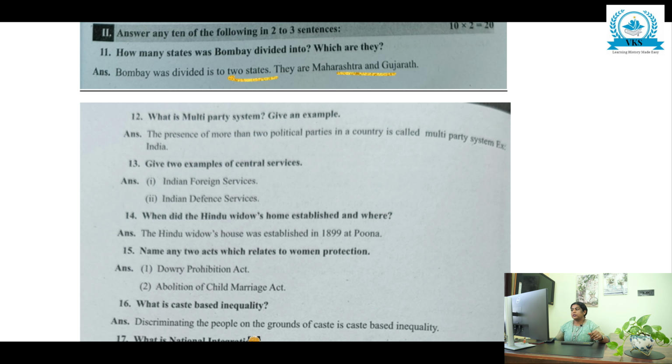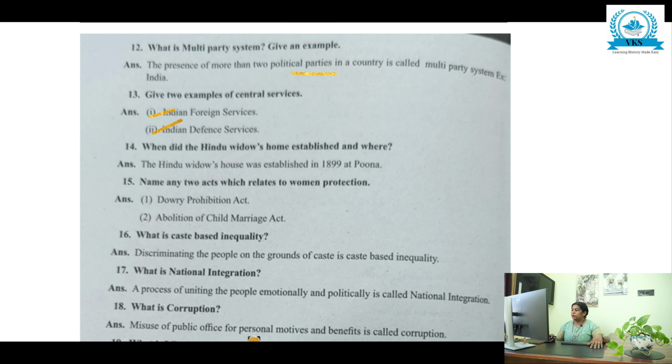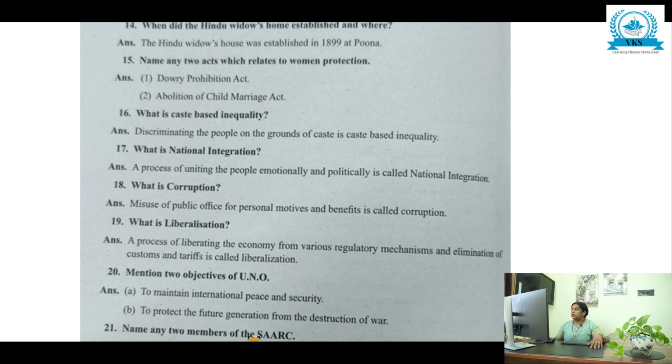What is multi-party system? Give example. Presence of more than two political parties in a country is multi-party system. Example is India. Give two examples of central services: Indian Foreign Service, Indian Defence Service. When did the Hindu widow home establish and where? It established in 1899 at Pune.